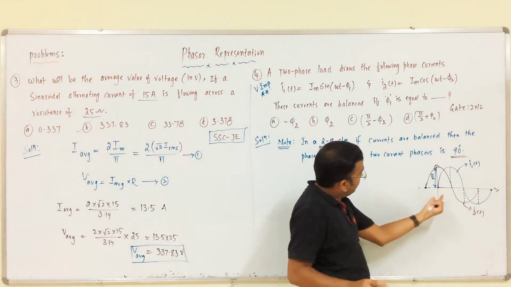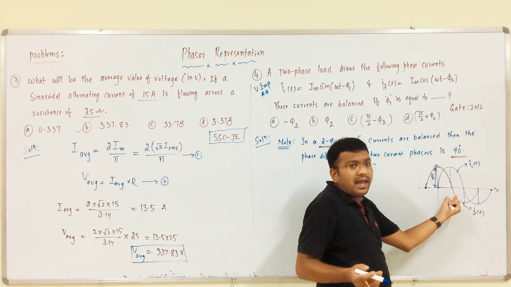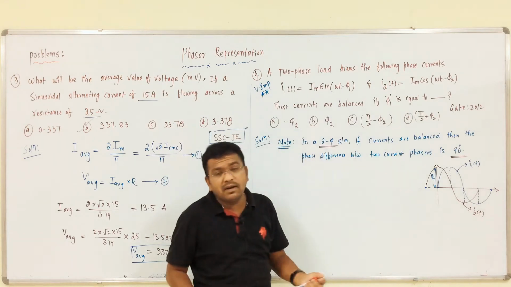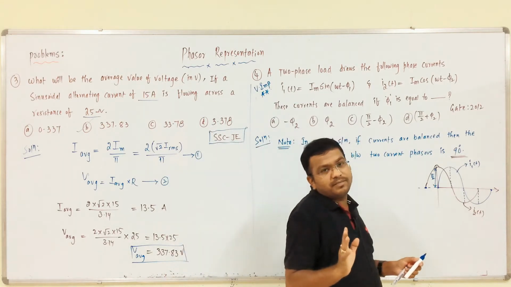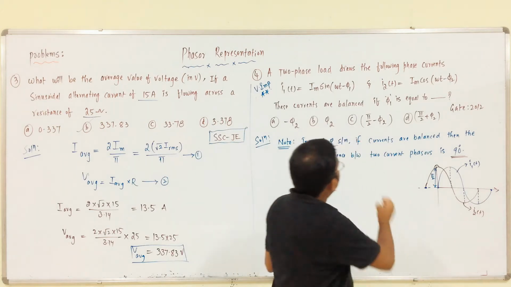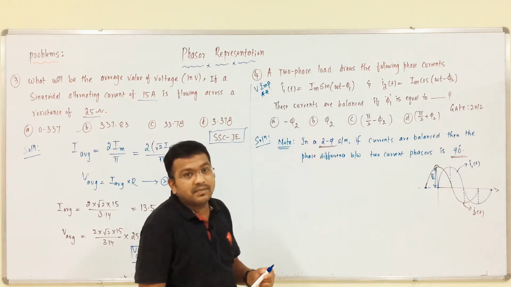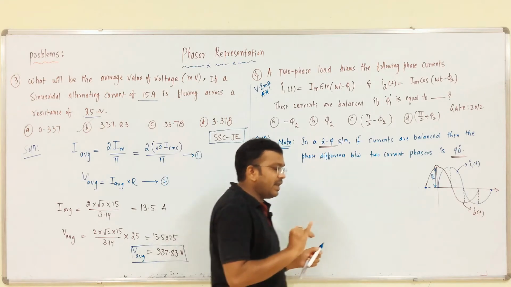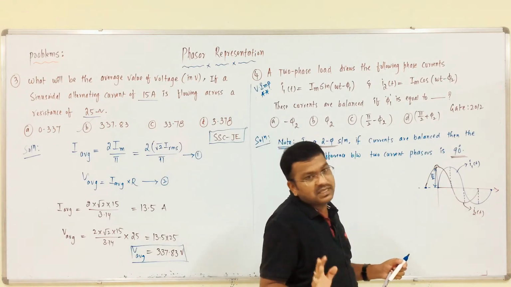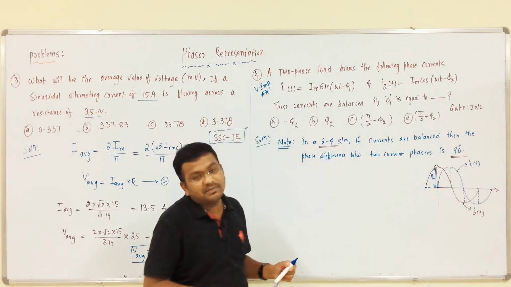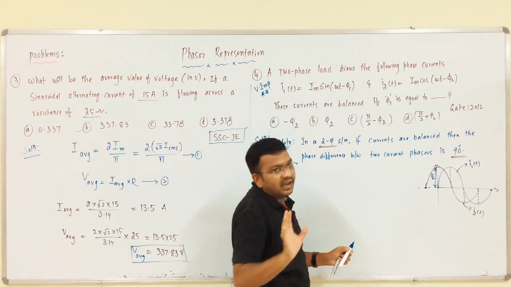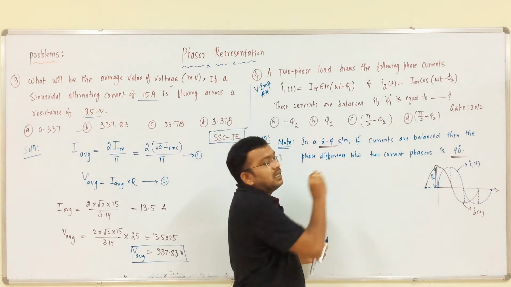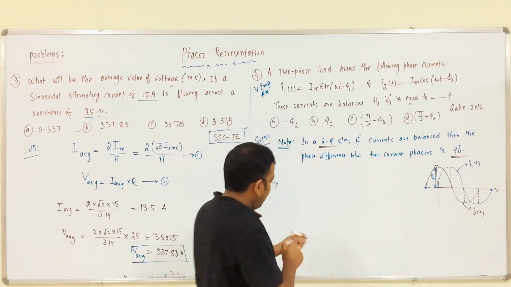Then, if currents are balanced, we will have constant power to the load. That is the basic mechanism from this analysis. Don't worry, you will have a better idea about two-phase and three-phase systems in electrical machines. But for this problem, this concept is enough. Okay? Let us do this problem.